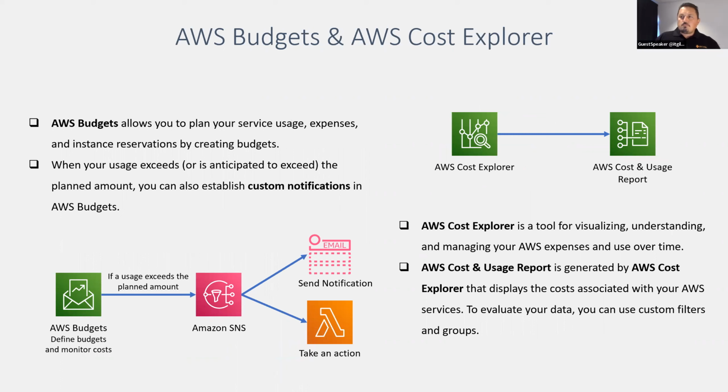Budgets. Here in this example, it is creating a budget. If the budget is above the anticipated expectation, it is exceeding the expectation, then we can create a custom notification. Either we can send this notification to Amazon SNS, and from Amazon SNS, maybe we can send email, or we can call some other APIs with the help of the Lambda serverless service.